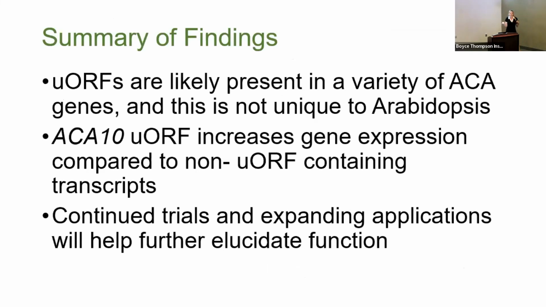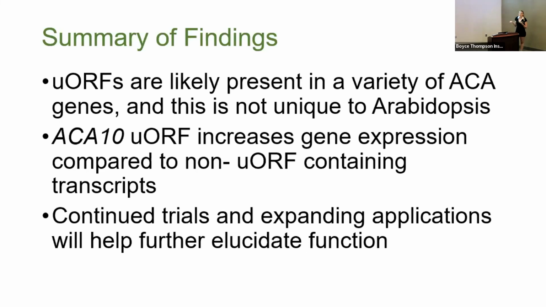So to finish my findings, for my first hypothesis, this was confirmed. uORFs are likely present in a wide number of species, including monocots and dicots, and this is specific to ACA genes. For my second hypothesis, I was able to figure out that the ACA10 uORF does increase gene expression compared to non-uORF containing constructs. And I did predict that protein levels would change. I wasn't exactly sure how, but this definitely did not match what I expected, which I find really interesting.